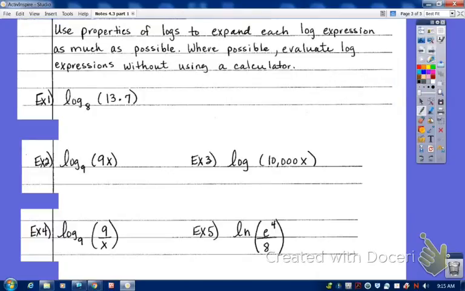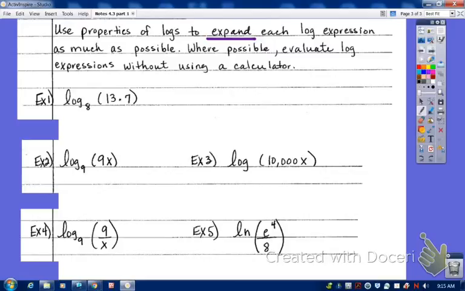So let's take the first set of directions that you'll see in your homework. Use properties of logs to expand. Tonight we're going to expand the problem. We're going to make it bigger. Tomorrow we're going to condense it. We're going to make it smaller using the same three properties. Expand each log as much as possible. Then it says when you can, evaluate without using a calculator. That's what we practiced at the end of section 4.2.